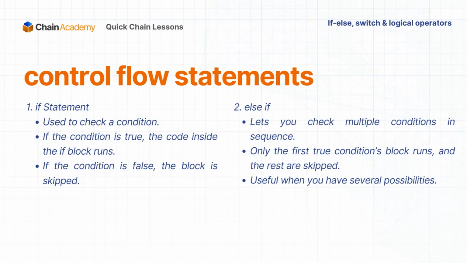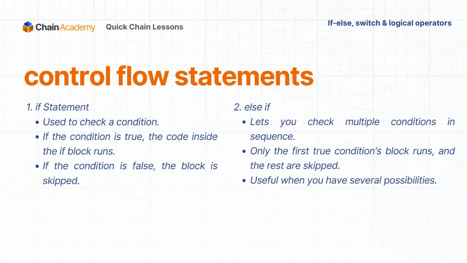We also have else if. This lets us check multiple conditions in sequence. The program evaluates them one by one, and as soon as it finds the first condition that is true, it runs that block of code and skips the rest. This is really useful when we have several possibilities.